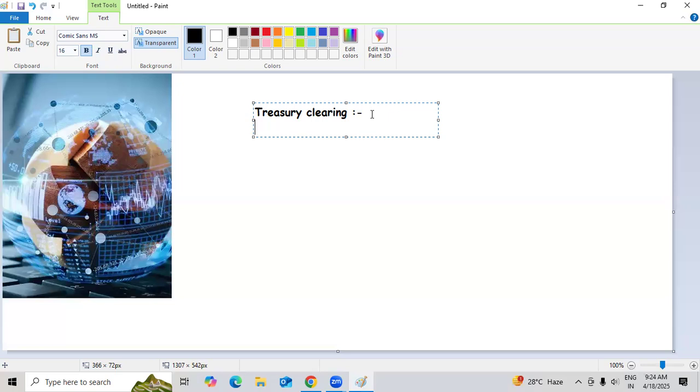When we try to understand the importance of treasury clearing, the first one is that it reduces counterparty risk, because the CCP acts as an intermediary, takes on the risk of default from one party, reducing the risk for other parties. Next, it enhances market stability by increasing central clearing, increasing transparency, and reducing disruptions in the market caused by defaults.